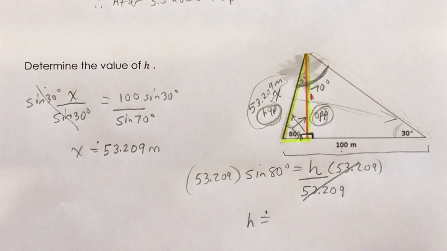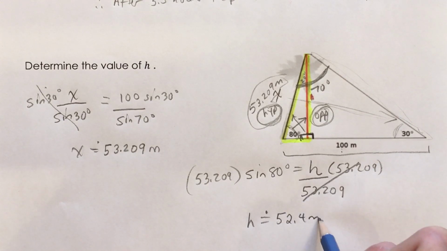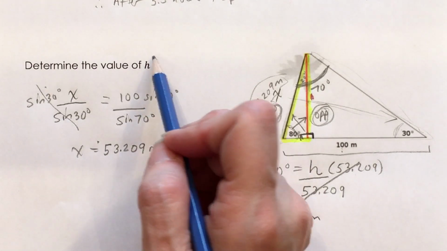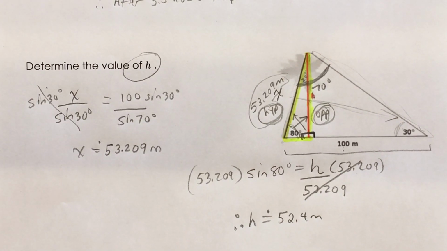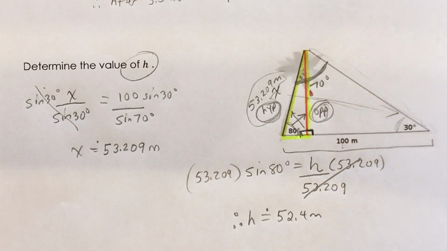And then I want to get h by itself, so I'm going to multiply both sides by 53.209. And then using my calculator, I get that the height there is approximately 53.209 times the sine of 80, which is 52.4 meters. And that's all they asked for, determine the value of h, so therefore h is approximately 52.4 meters. So that's the last problem we're doing.